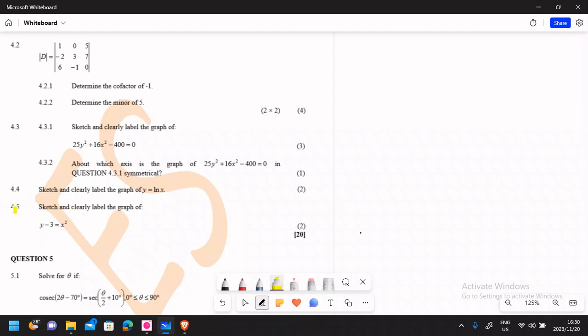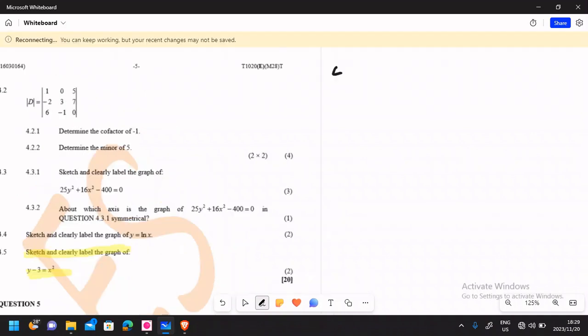Now 4.5, what is it that they want here? We are given a graph that we need to sketch and label. The graph is y minus 3 equals x squared. Let me just write it here, 4.5. So we have y equals x squared plus 3 after making y the subject. All right, now let's find y.